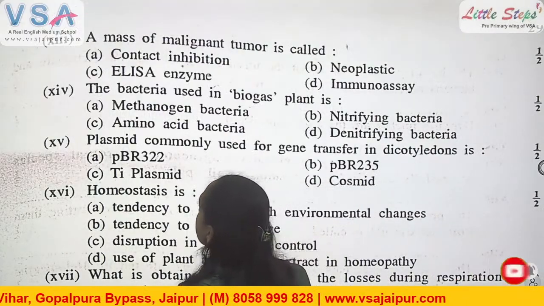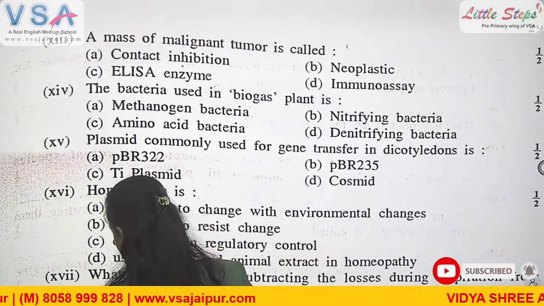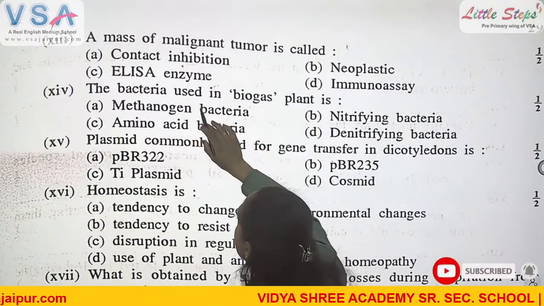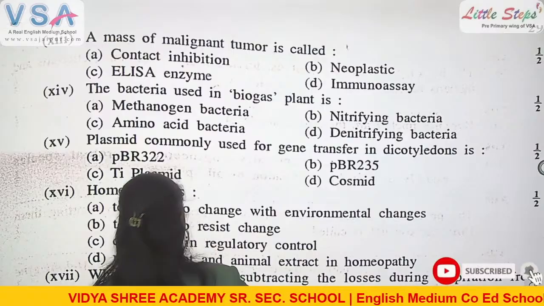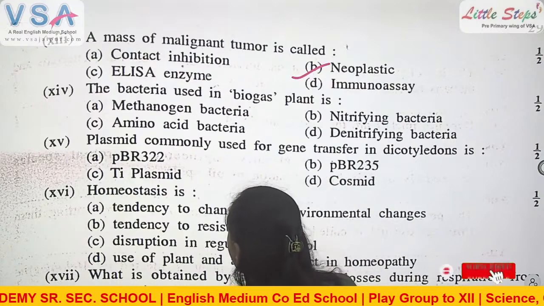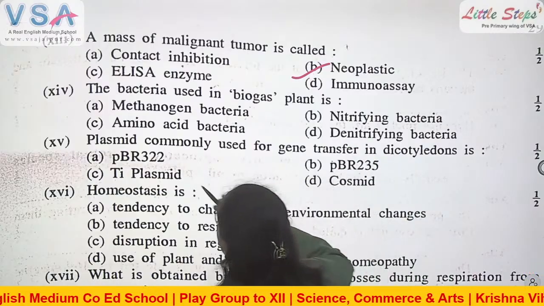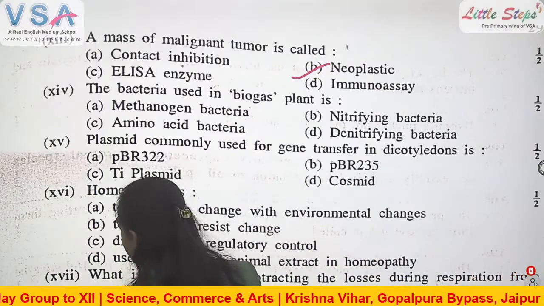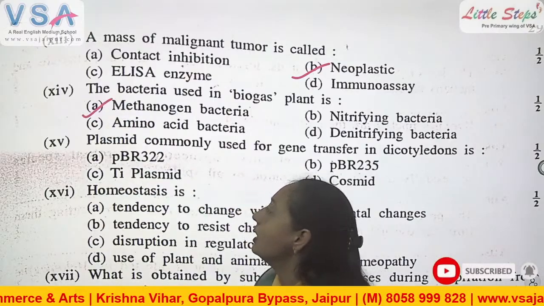Now the next is, a mass of malignant tumor is called contact inhibition, neoplastics, ELISA enzyme या immunoassay. So what is the right answer? The right answer is neoplastic. Okay, now the next is, the bacteria used in biogas plant is methanogen bacteria, nitrifying bacteria, amino acid bacteria या denitrifying bacteria. तो what is the right answer? कि क्या होगा यहाँ पर हमारा? The right answer is methanogen bacteria.